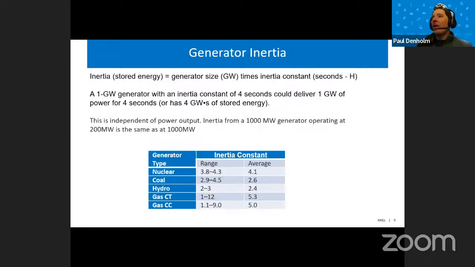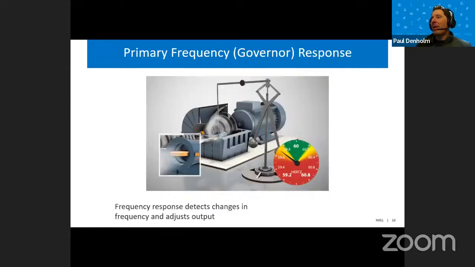It's also important to note that inertia is independent of what the power plant's actually doing. So if you've got a 1,000 megawatt generator, it doesn't matter what level it's operating. As long as it's online and spinning at grid frequency, it provides the same amount of inertia response. That's a little different from all the other types of operating reserves like primary frequency response, or sometimes here in the States, we call it governor response.